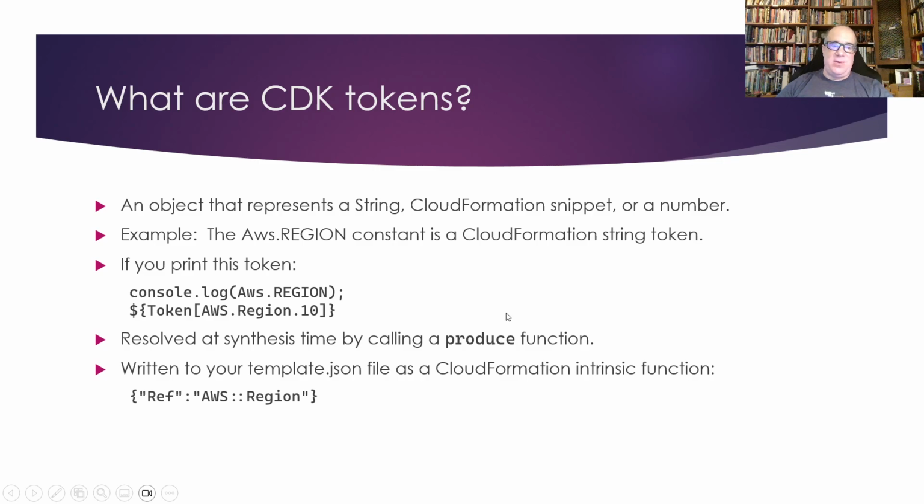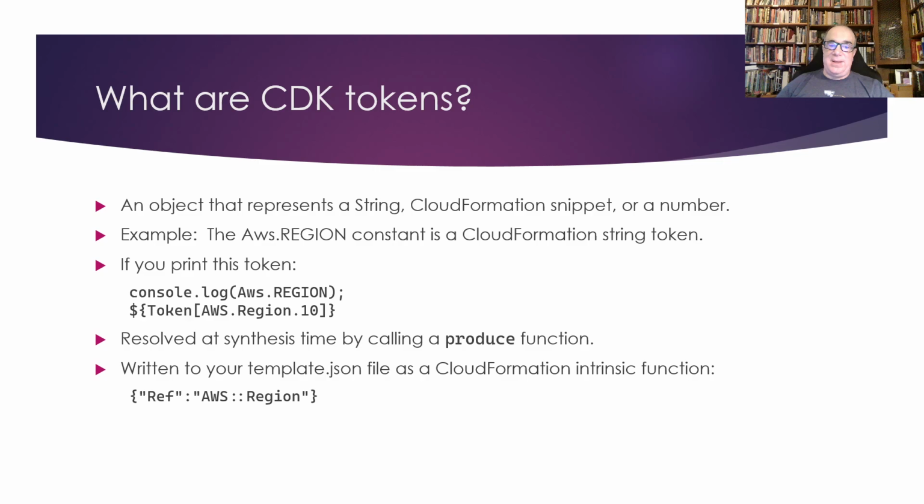Okay, so now what are CDK tokens? CDK tokens are objects that can be used as a string. It could be an object or a number, and it represents a value that will be produced later on at synthesis time. That value will be a string, a CloudFormation snippet, or a number. A good example of this is the AWS region constant. This is a CloudFormation intrinsic variable, and if you reference this variable in your CloudFormation template, it will get resolved at deployment time to the actual AWS region that you're deploying into.